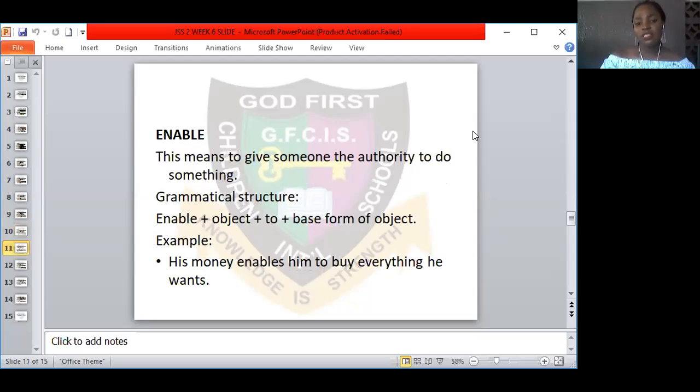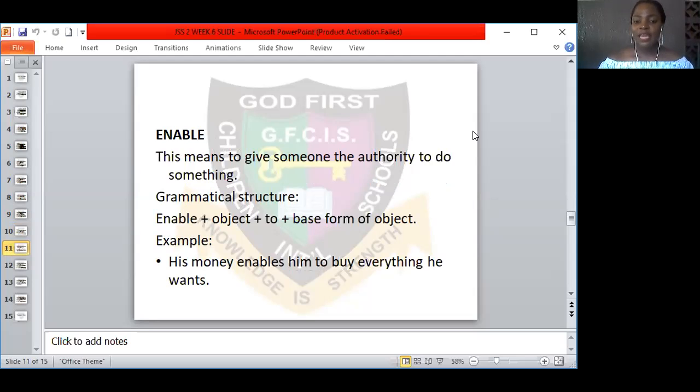The next causative verb is enable. This means to give someone the authority to do something. And the grammatical structure is enable plus object plus to plus the base form of the verb.